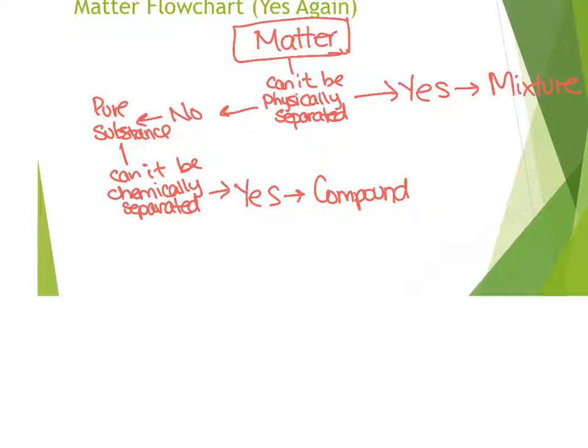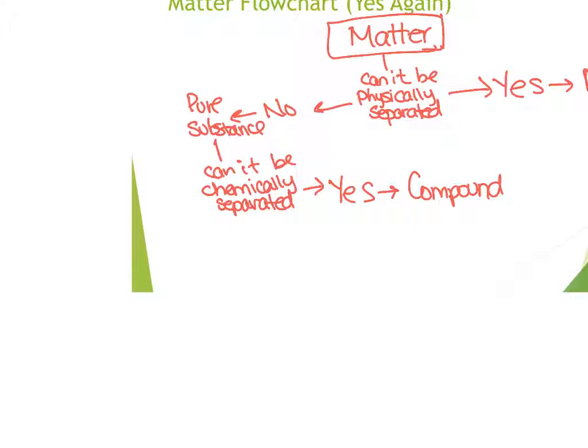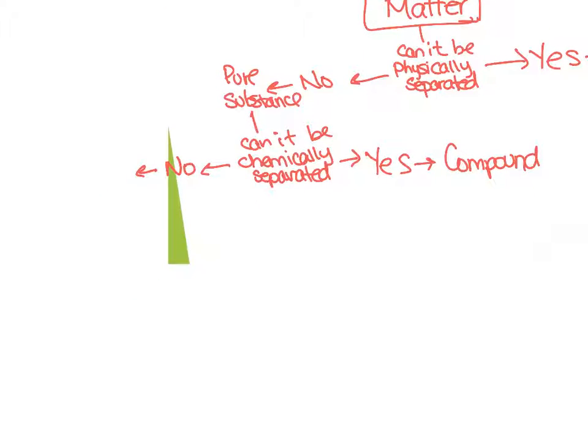Now we're going to talk about this in a second. Your book uses compound and molecule almost interchangeably. Drives me up a wall. What if we cannot physically separate it or chemically separate it? It's going to be an element. So your two options for pure substances are going to be elements and compounds. Give me an example of an element. Oxygen, gold. So an element, by definition, is what? It's on the periodic table.